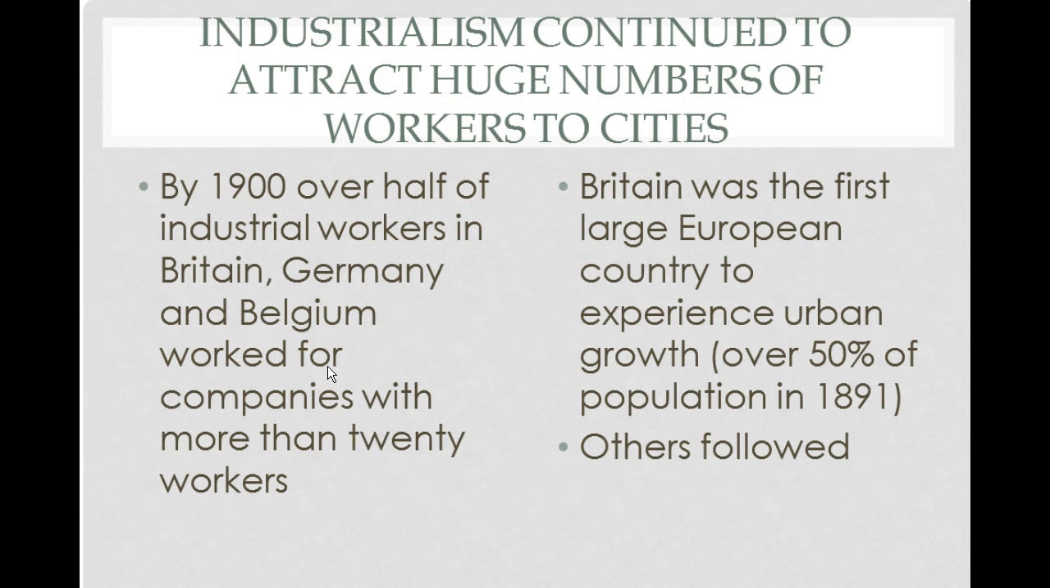So, industrialism continued to attract huge numbers of workers to the city. This is our urbanization again. We're going to see that by 1900, over half of industrial workers in Britain, Germany, and Belgium worked for companies with more than 20 workers. So we see the continuation of urbanization just like in the first industrial revolution, and that's our next topic.